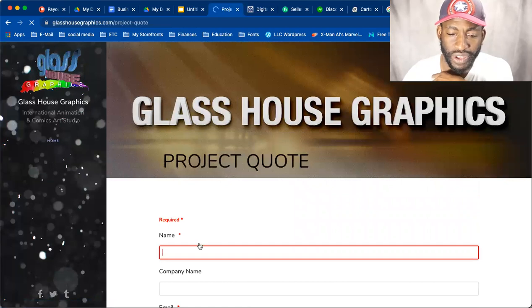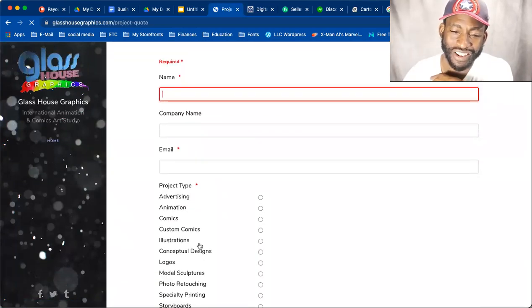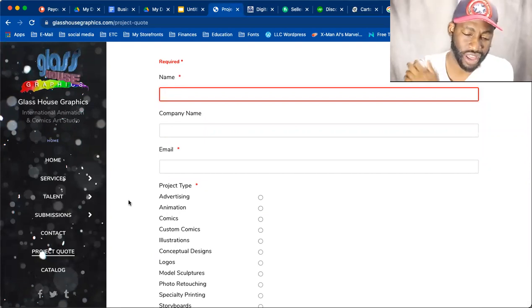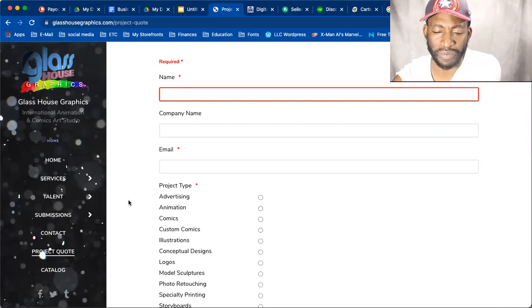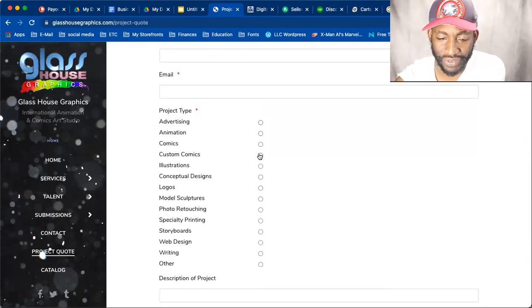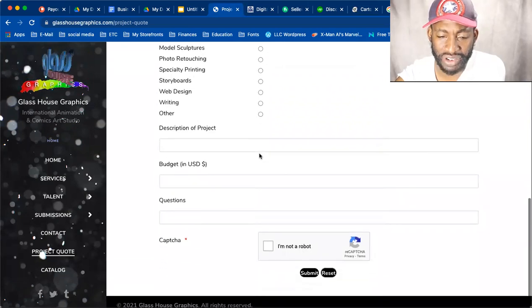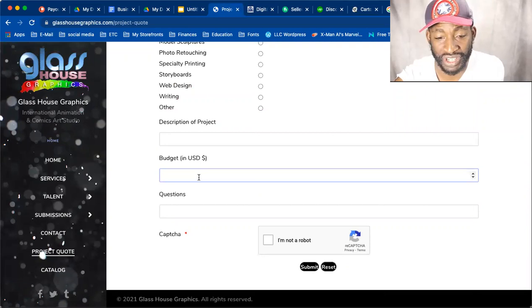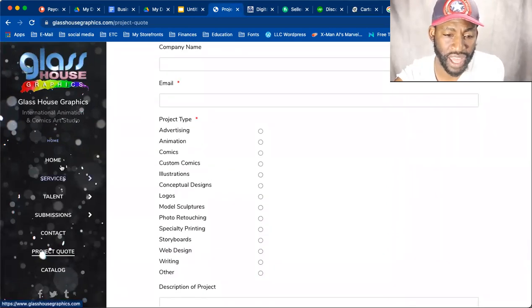You can also, I never noticed that they had this on here. I don't use Glasshouse. I was using Fiverr, and for my new artists, I'm using Upwork. But here you can tell them what kind of project you're working on, obviously a comic book, your description of the project, your budget, any questions that you may have. So that's cool.